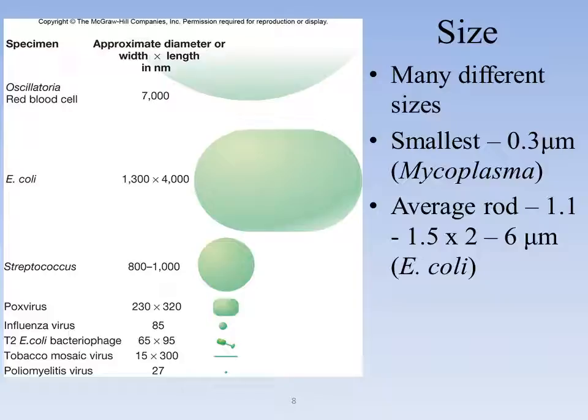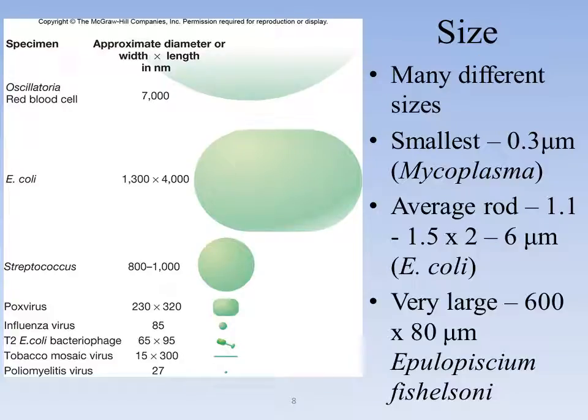E. coli is, as you can see, smaller than a red blood cell, larger than a Streptococcus coccus-shaped bacterium. And then we have very large bacteria. One example is Epulopiscium fishelsoni. There's a really neat picture in your book that shows this organism next to a eukaryotic cell.